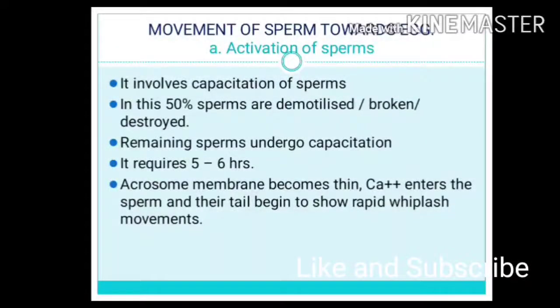The mechanism of fertilization is as follows. It involves capacitation of sperms reaching the vagina. Here as many as 50% are demotilized, broken, or destroyed. The remaining sperms undergo capacitation. This process requires 5 to 6 hours. The acrosome membrane becomes thin. Calcium enters the sperm and their tail begins to show rapid whiplash movement.